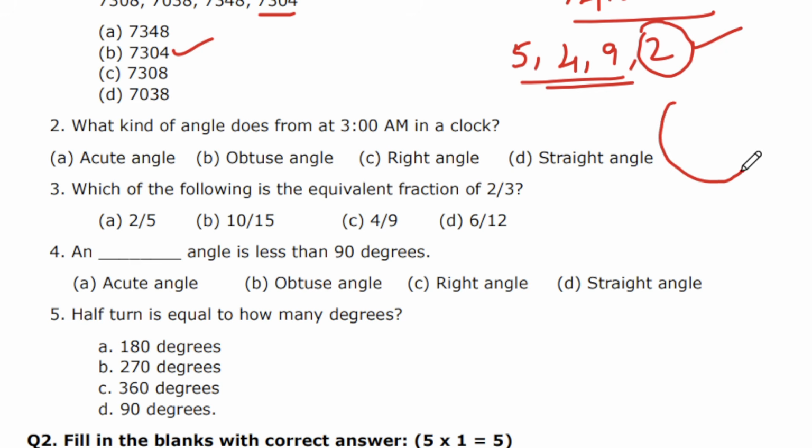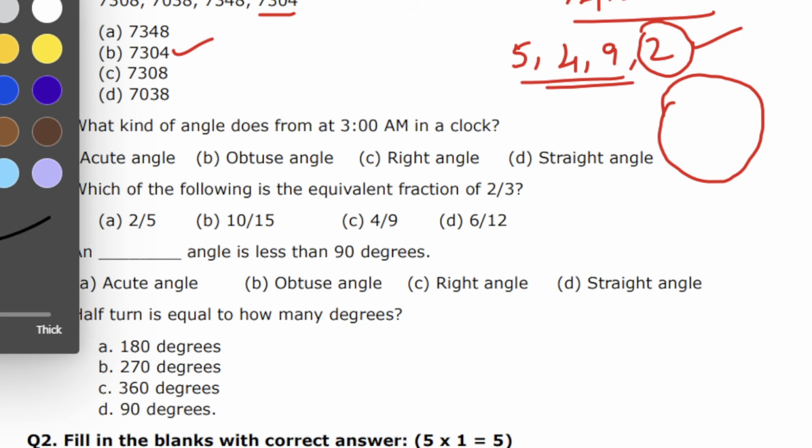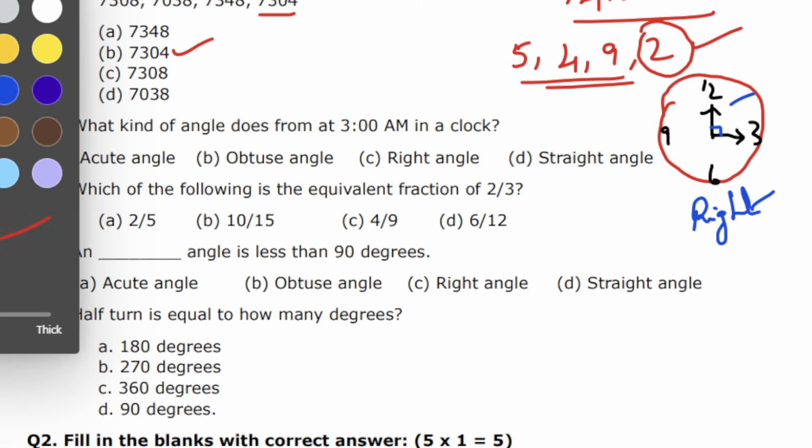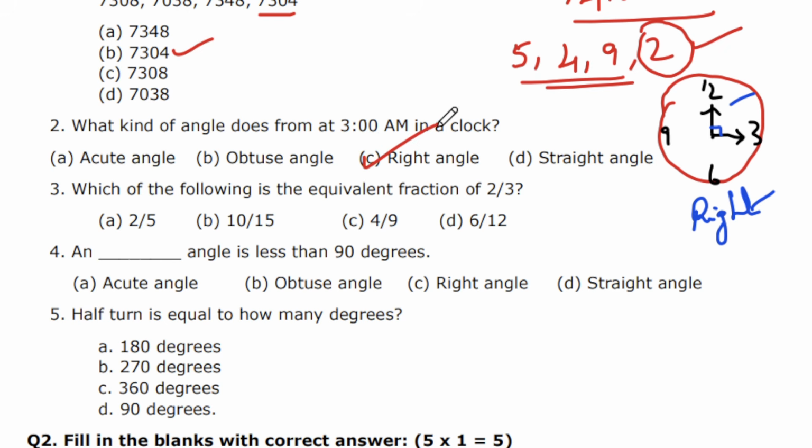If there is a clock here, mark the timings: 12, 3, 6 and 9. At 12 o'clock, what is the angle? This is 3 o'clock. The angle formed at 3 o'clock is 90 degrees. 90 degrees is a right angle. So the correct answer is C, right angle.